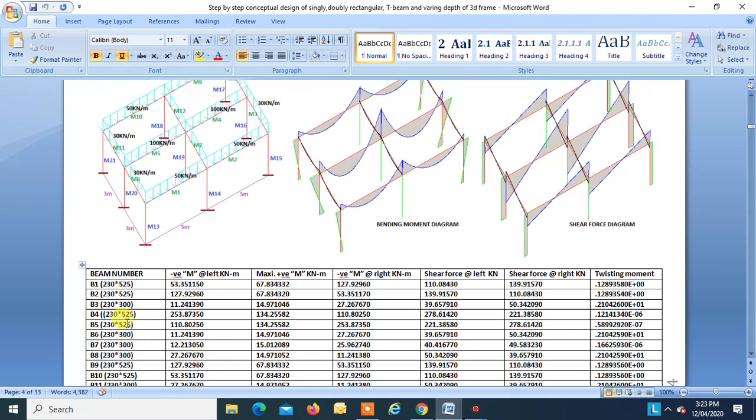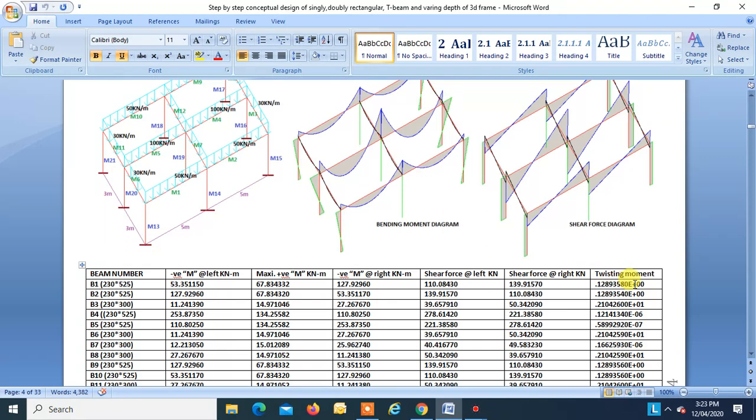Now, these are the beam numbers with their size. This is negative moment about left. Let us take b1. Negative moment about left, this is hogging moment, that is 53.35. Then maximum positive moment, 67.83, that is over here. And this is negative moment about right. Again, this moment is negative because this is hogging moment, 127.92. Then shear force at left, shear force at right.